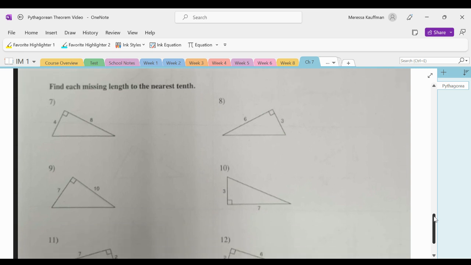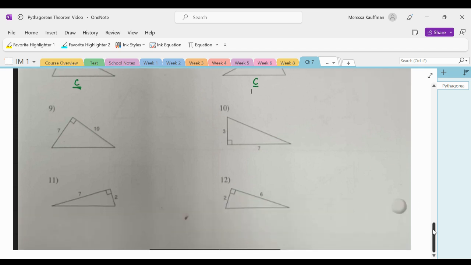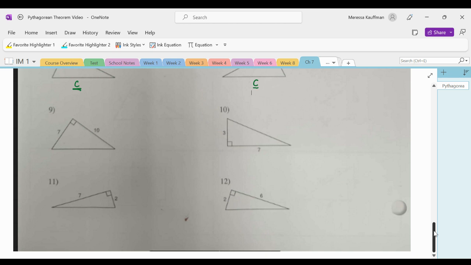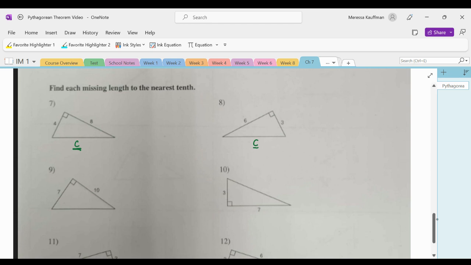And then again, the last one just says find each missing length to the nearest tenth. What would be my missing length? Right here. What side is that? Oh, that's my hypotenuse. So this would be my C side. There's my legs. There's my hypotenuse. So I'm solving for that C side again, or the hypotenuse side. Even though they don't give you a letter, you can give them a letter. And make sure you're understanding that the right angle is opposite that longest side.